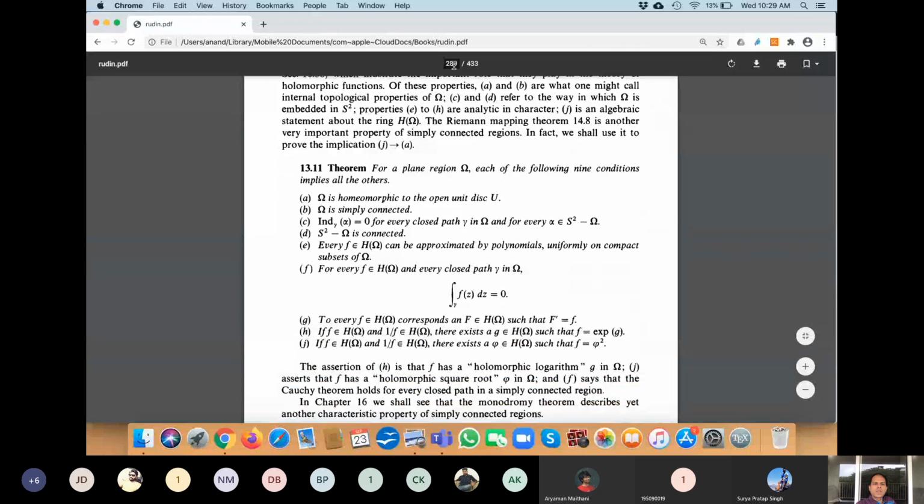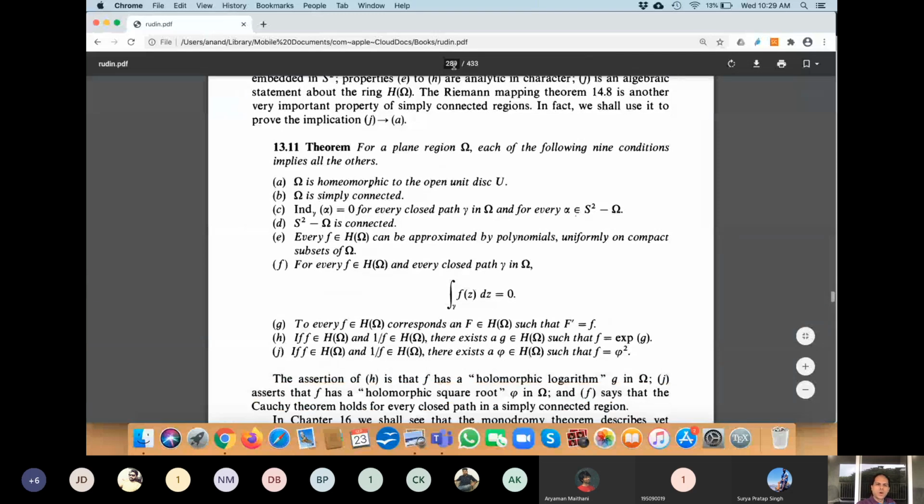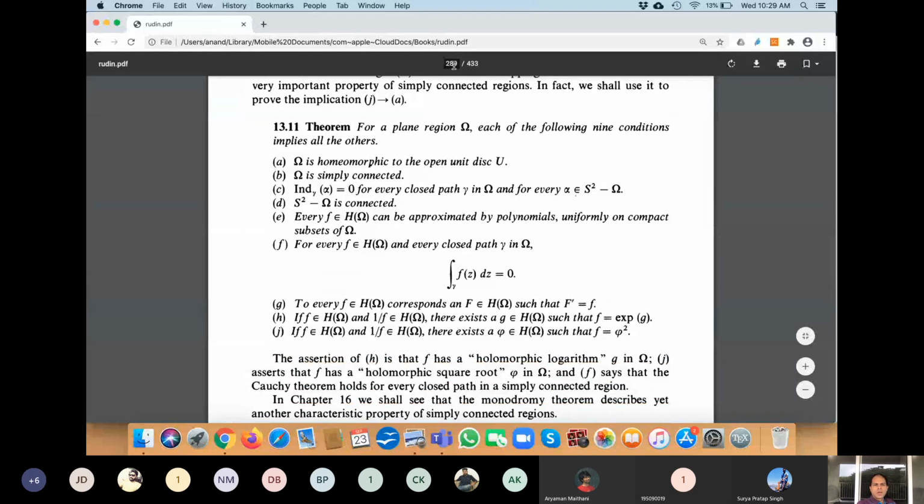So how many slides we had? We had 9 slides, right? So this is exactly what I proved, and I have given you Rudin's proof. So we have proved A implies B, B implies C, C implies D, exactly in that order, and the last thing is this implies this. There exists phi in H(omega) such that f is phi squared, so a holomorphic square root, right?